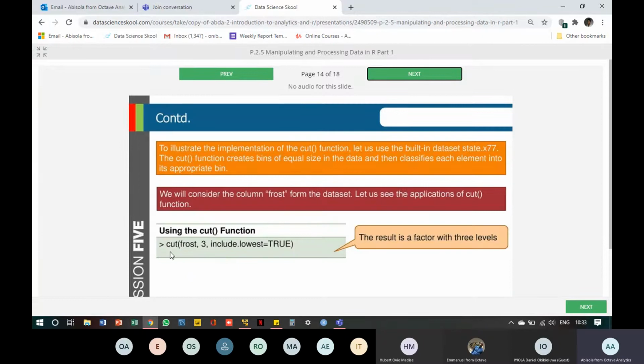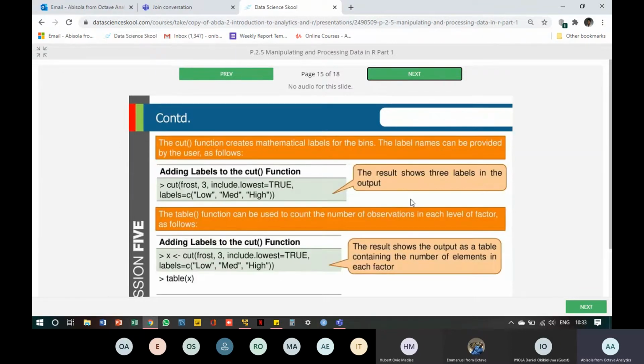Okay, this is an example of using the cut function. All of these things are in your manual. Don't be too lazy to read them. This is another example of using the cut function.